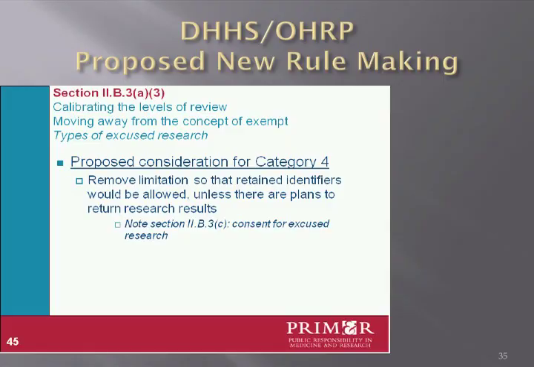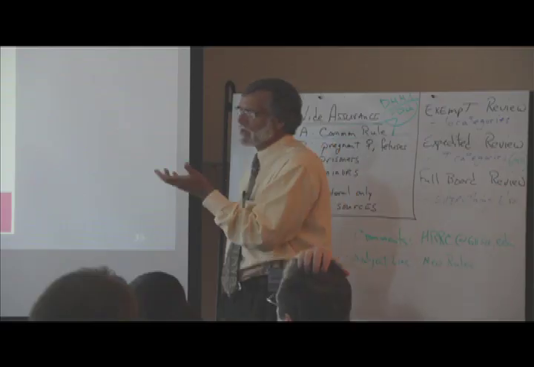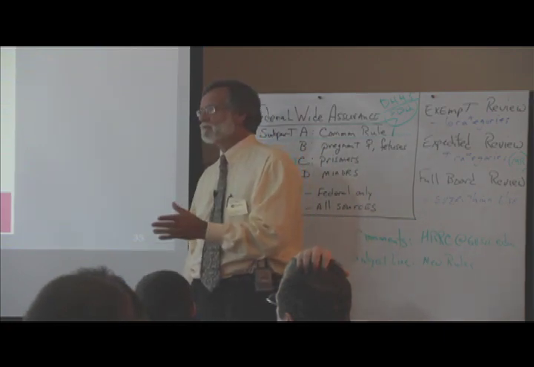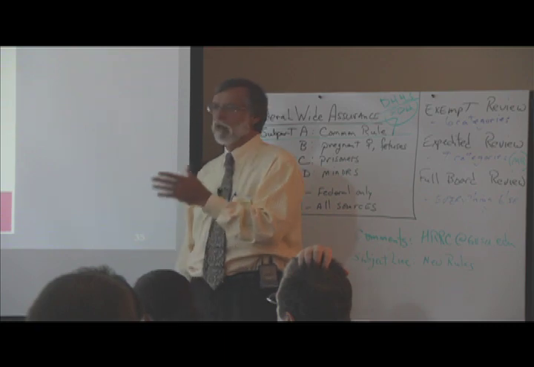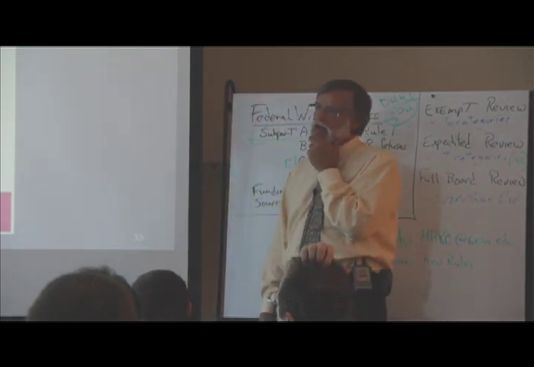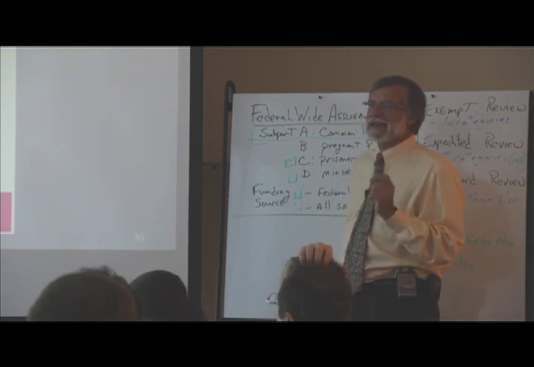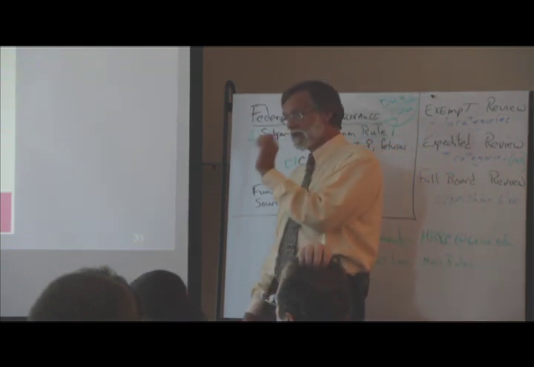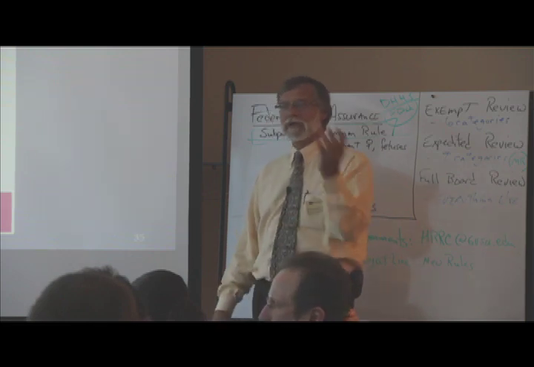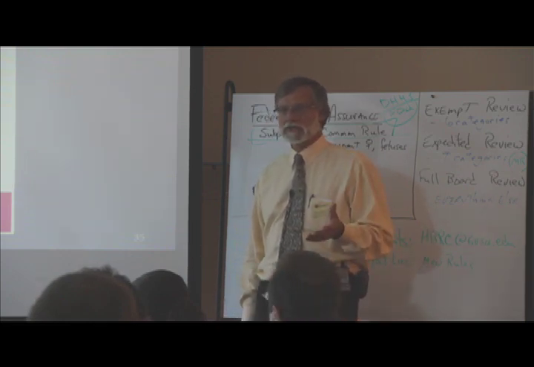Remove the limitation so that retained identifiers would be allowed unless there are plans to return the research results. This is an interesting thing. You enroll people in a clinical trial of some sort, or a survey, or anything. And as long as you don't plan to give the results of that particular study back to the people who were in the study, it can be an excused project.